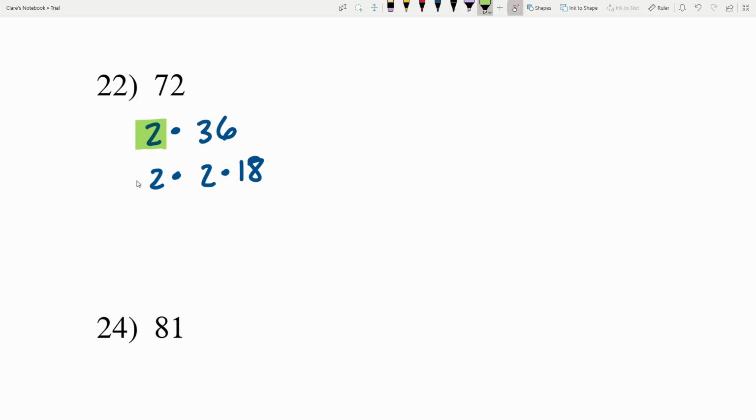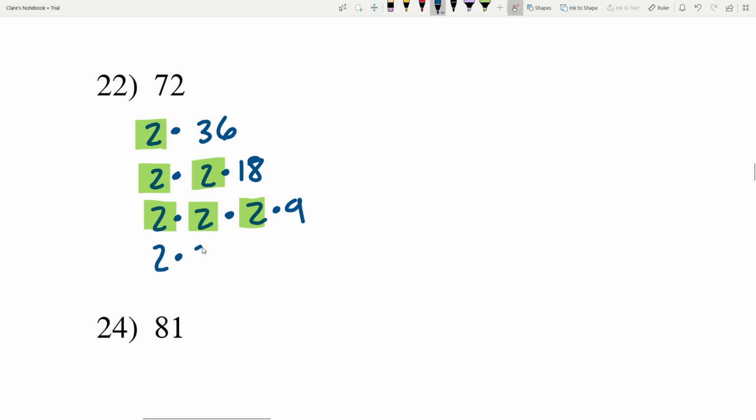So now I have prime number 2, but 18 is not prime. 18 is still divisible by yet another 2. 18 is 2 times 9. So I have prime number 2, and 3 of those are multiplied by 9. But 9 is not prime. It's also not divisible by 2.